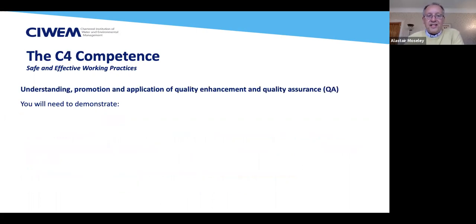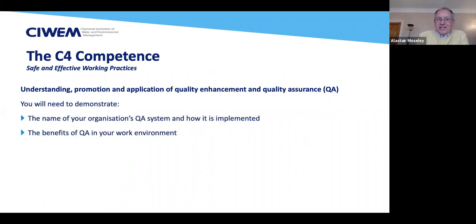C4 competence is about understanding, promotion, application of quality enhancement and quality assurance. And here you'll need to demonstrate at least that you understand the name of your organisation's quality assurance system, if it has one, how it's implemented, and importantly, how it's audited. It's very important that you show that you recognise that occasionally your work is checked and reviewed and that you are measured against some sort of set of compliance measures. Recognition of the benefits of quality assurance in your work environments. That's very important as well.